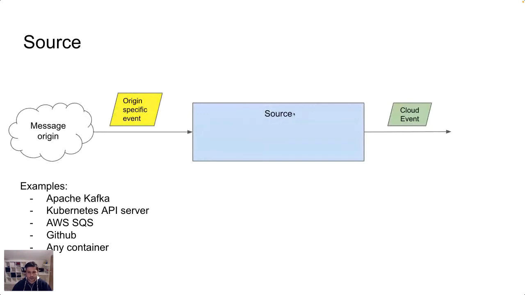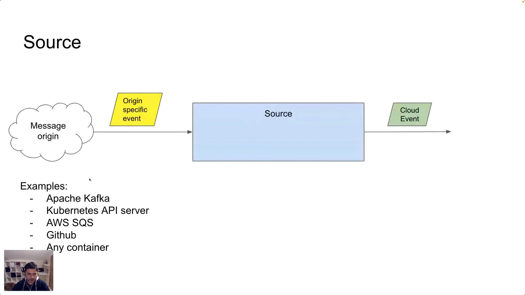And what it does is the source converts the original origin-specific event to a CloudEvent. A CloudEvent is something that is used in Knative. There is a specification about that. We will see examples of what a CloudEvent looks like. So what a source does is basically converting the origin-specific event into a CloudEvent and sending the event to its sink.